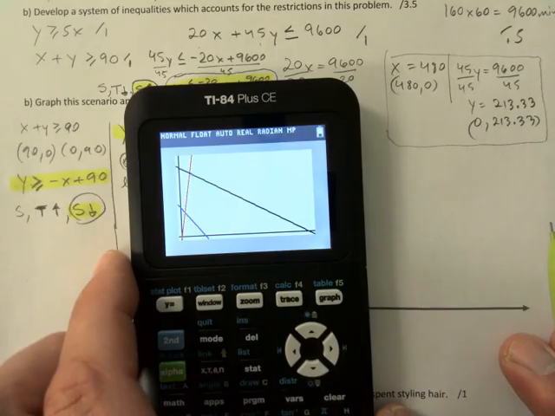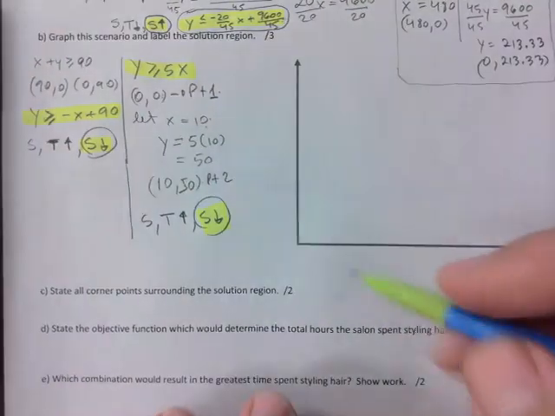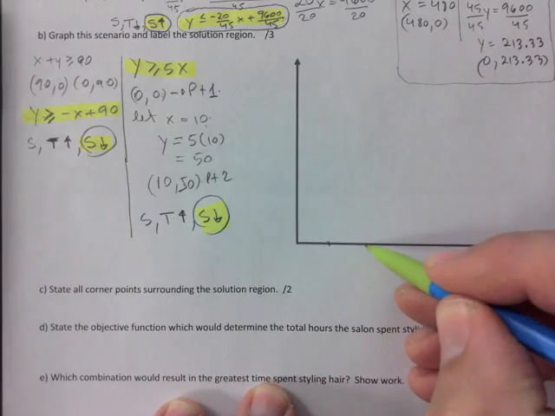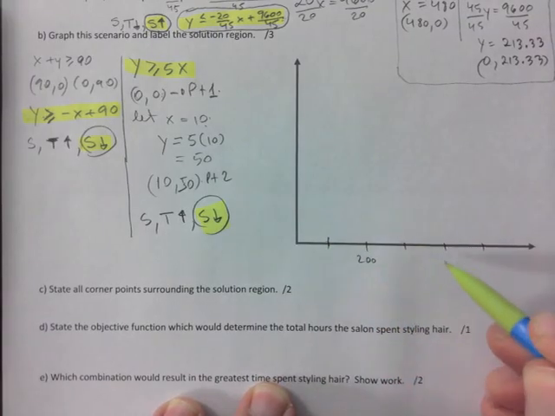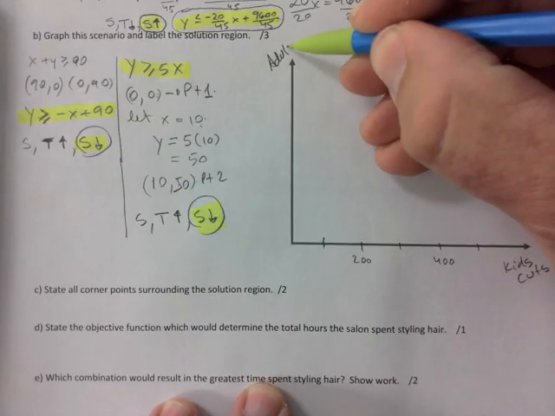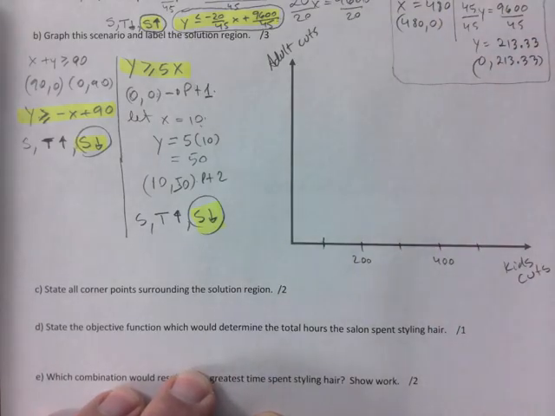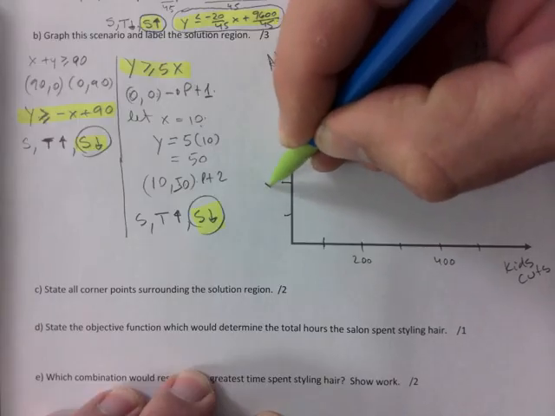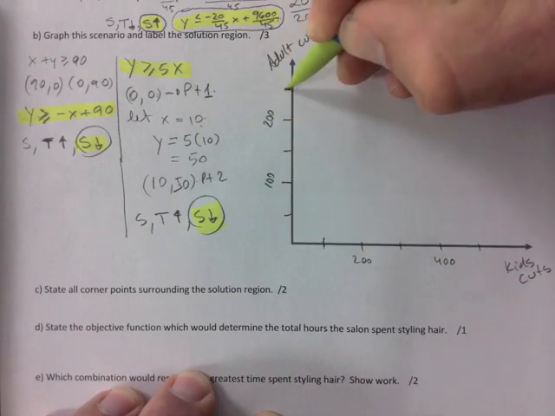So let's go ahead and come up with a scale here on our graph. Okay. So I'm going to go to 500 down here. 100, 200, 300, 400, 500. That'll do it. I'll just label every other one, and I'll call this kids cuts, and this would be adult cuts. And for my Y, I need to go up to 250. So I'm going to go 50, 100, 150, 200, and this will be 250 right there.